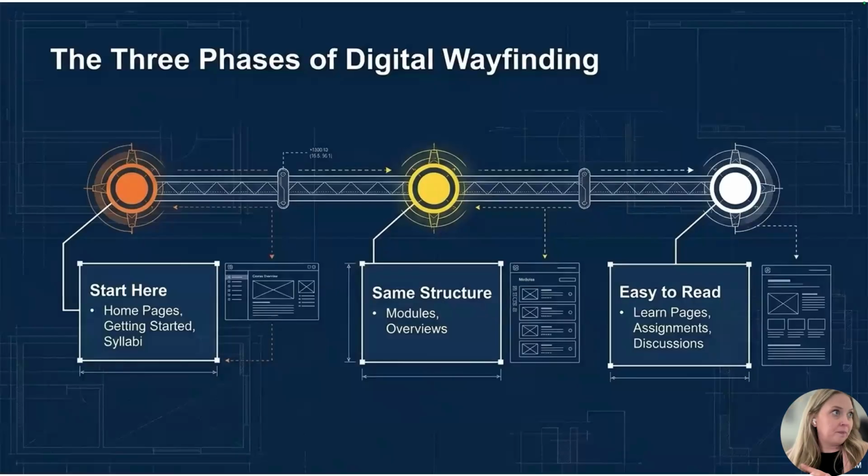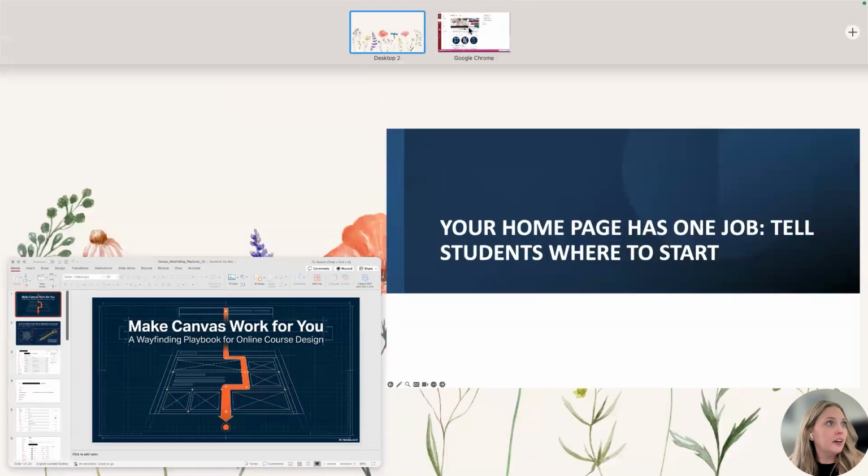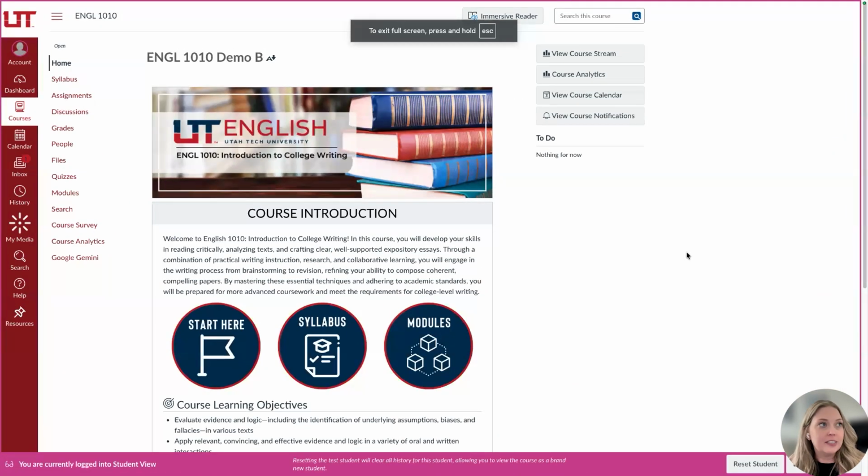Okay. So when you are designing a course, you want your students to be able to know without any shadow of a doubt what you want them to do first. And a homepage can be an excellent way for you to do that. It has one job, and that is to tell your students where to start. We are going to look at an example. I just took English 1010, and then I just adapted it for these purposes.